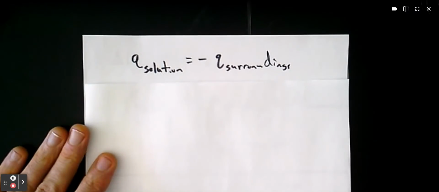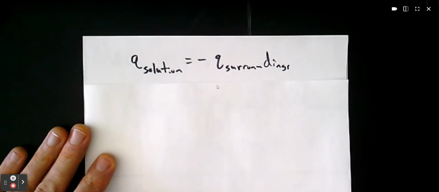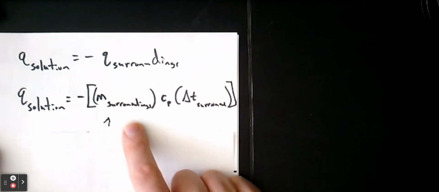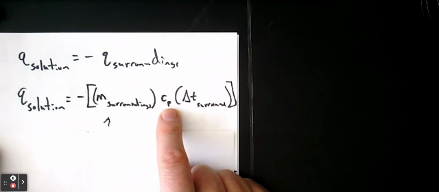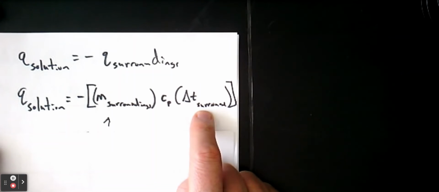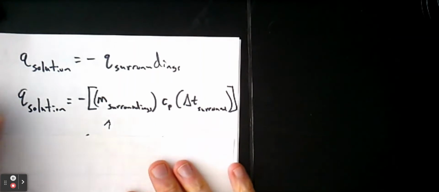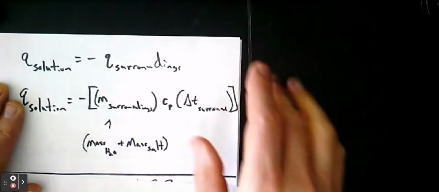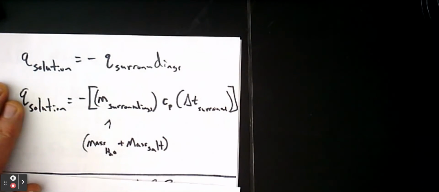You could also look at it like this, and then you substitute into this. Your mass is going to be your water and the salt, and your Cp is typically just water. The temperature change is what happens to the water, but your mass is the two of them added up because they're both in the system being warmed.